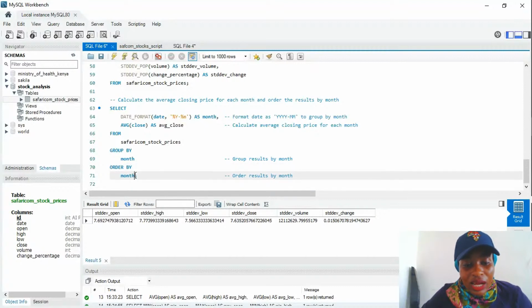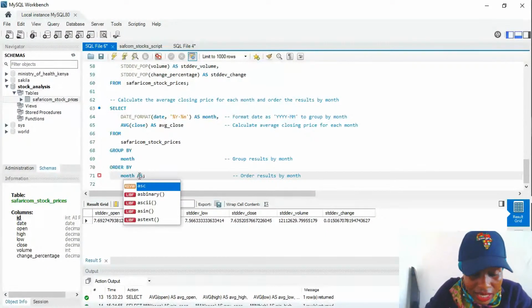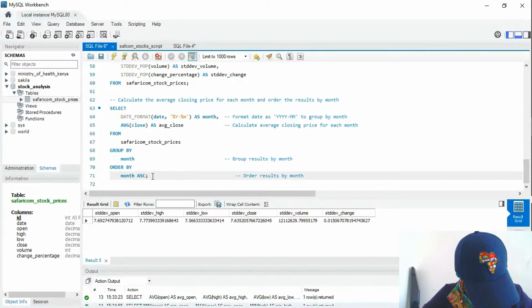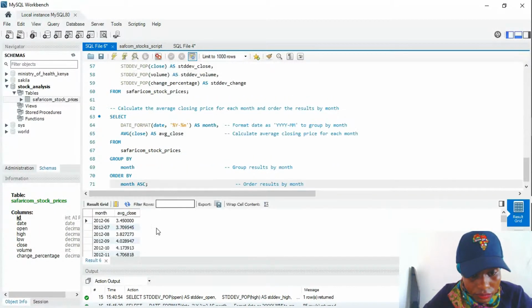We could also just tell it here to order it by ascending, but we can just leave it. Let me leave it at that and now run this. I hope we are together. Yeah, and now we have our results here, and it has sorted it in ascending order. So we have June 2012.